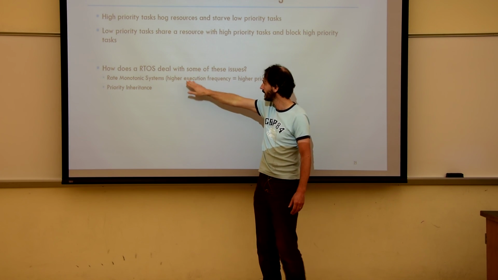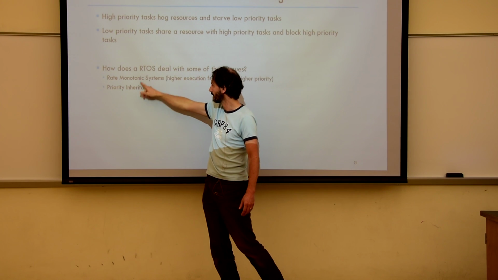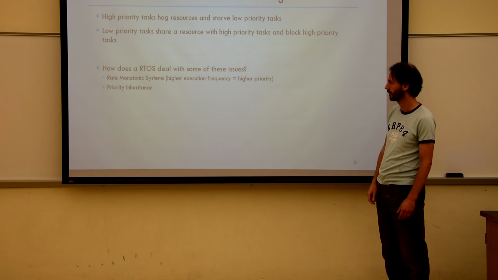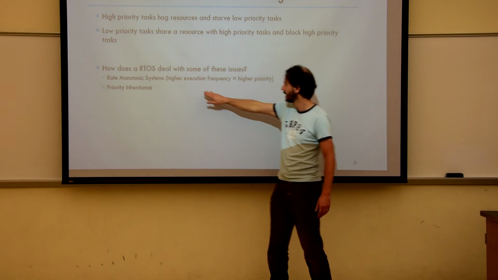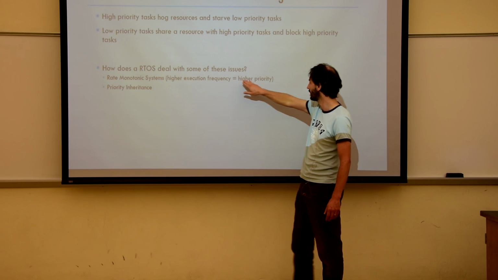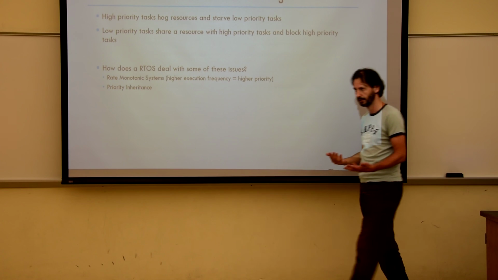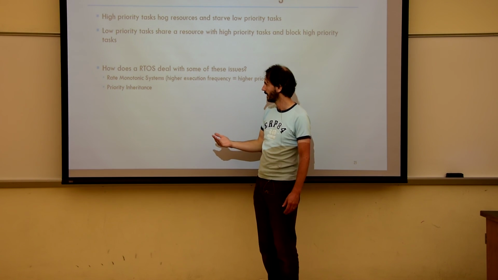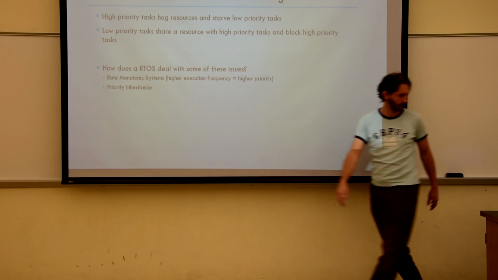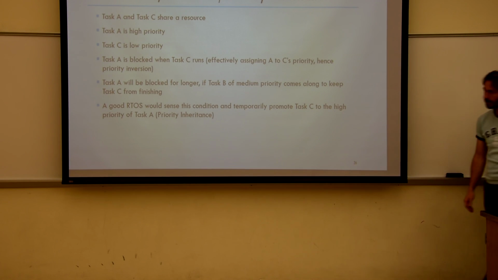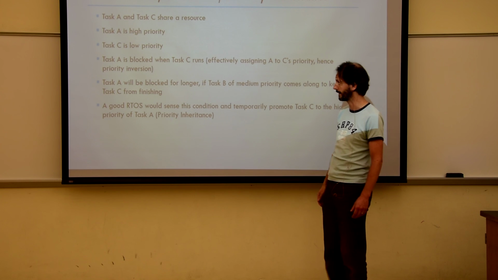So how do we deal with that? Well, there are things like rate monotonic systems and priority inheritance. And here we say that the higher execution frequency simply means a higher priority. So that is one approach. And priority inheritance we will talk about right now. So let's explain first of all what's going on here.